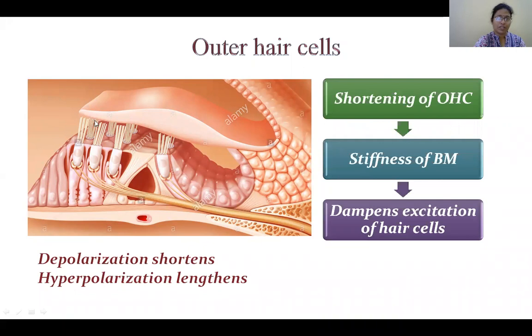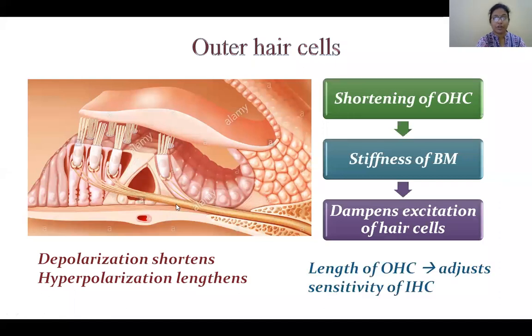Because whenever sound is arriving at the basilar membrane, in response to loud sound, the outer hair cells will get stimulated. When they get stimulated, they will shorten, in response to depolarization. Whenever they shorten, what is going to happen? The basilar membrane will become stiff. Stiffness of the basilar membrane means it will respond less to the sound which is arriving at the cochlea, because of which it dampens the excitation of the hair cells. Thus, it is a protective mechanism.